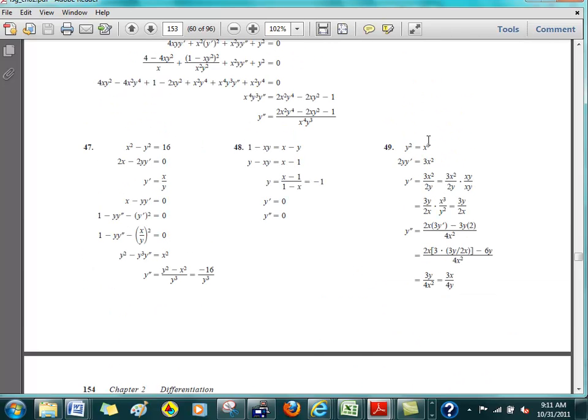Okay, so 49. All right, so they get 2y, y prime equals 3x squared. Okay, so y prime. Did we get 3x squared over 2y for y prime? So this is what you're questioning, huh?